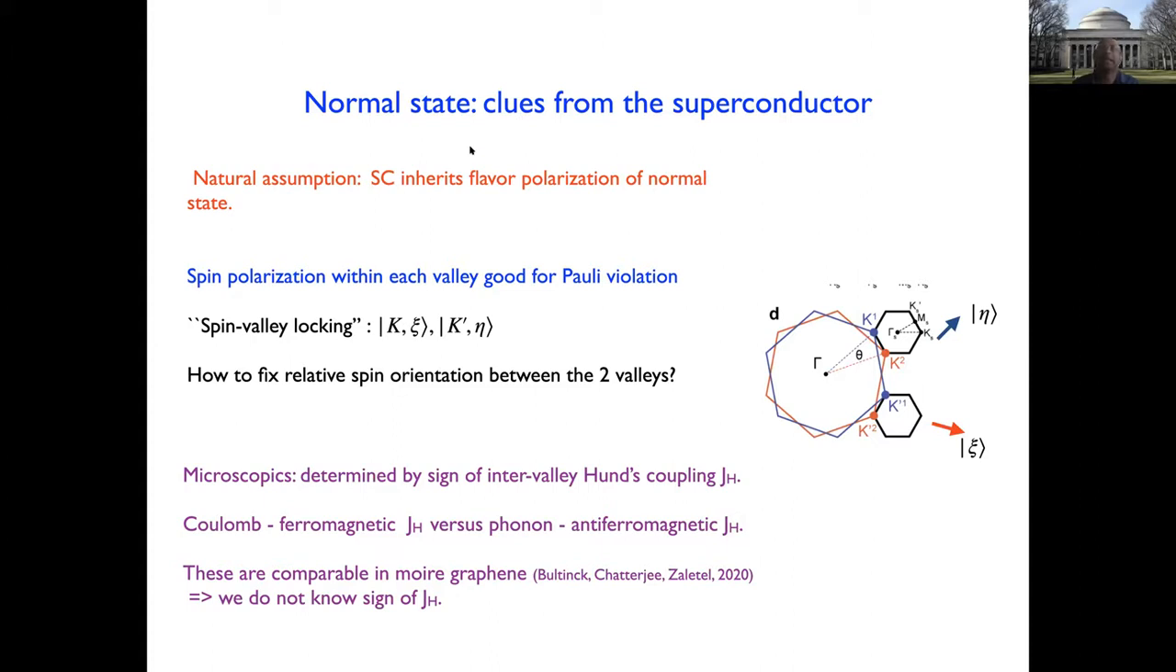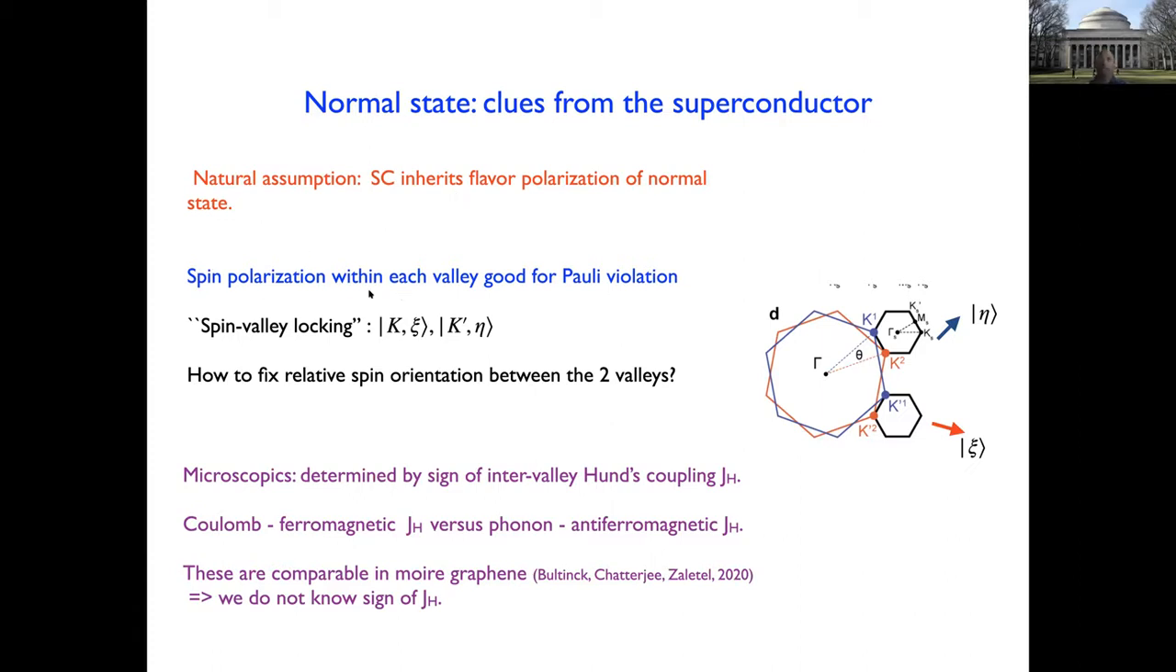A further hint as to the normal state comes from the superconductor itself. The natural assumption to make in this problem is that the superconductor inherits the flavor polarization of the normal state. After all, the flavor polarization of the normal state is a much higher energy scale phenomenon. So it's natural that the superconductor will inherit whatever structure there is in the normal state.